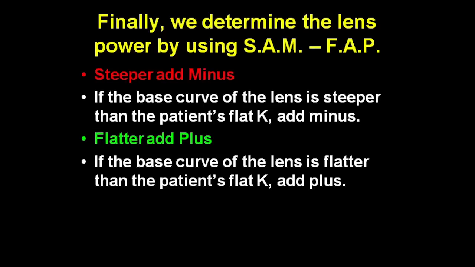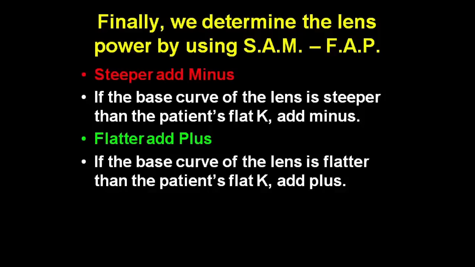And then finally, once we've determined our diameter first and our base curve second, we need to determine the power of the lens. We certainly do this most of the time with just a simple spherical over-refraction. But oftentimes, especially if we're doing empirical fitting, we can use the old SAMFAP rule.